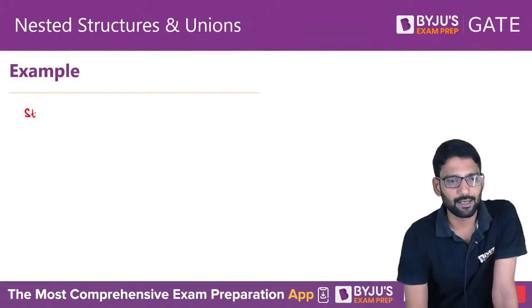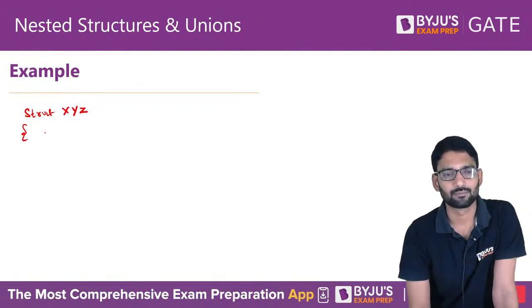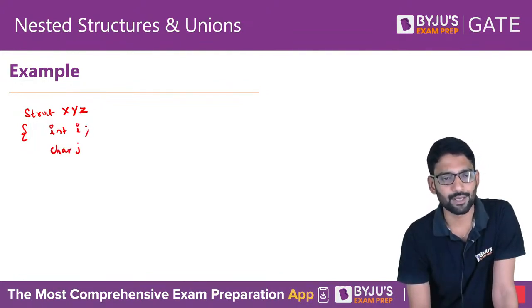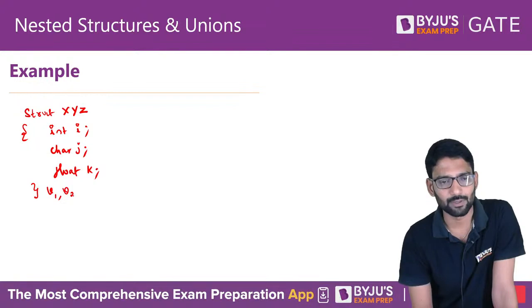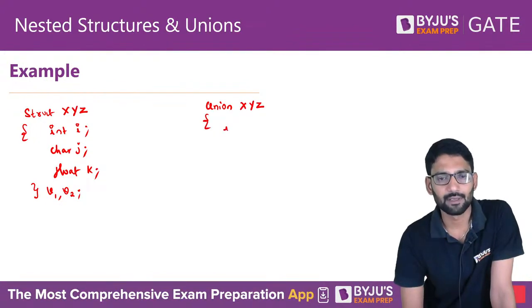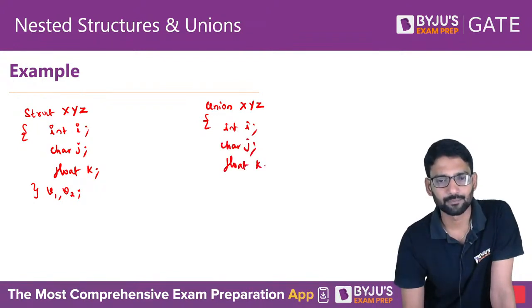Suppose I create struct xyz. I say int i, char j, float k, v1 comma v2. In the same way, here I am defining union xyz, int i, char j, float k, v1 comma v2.